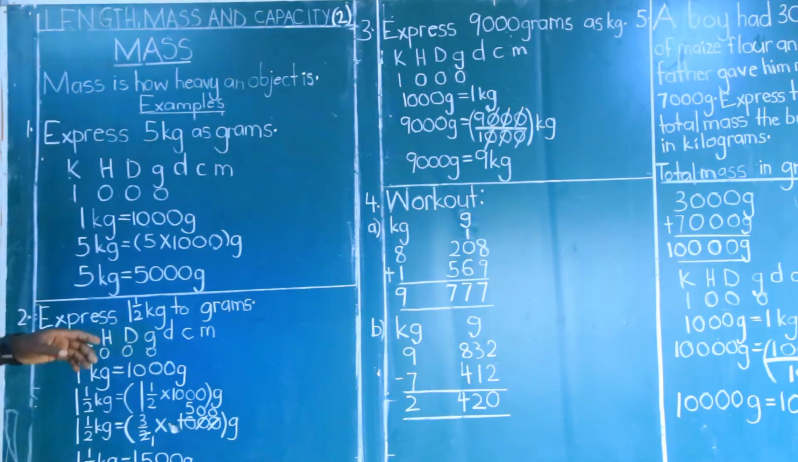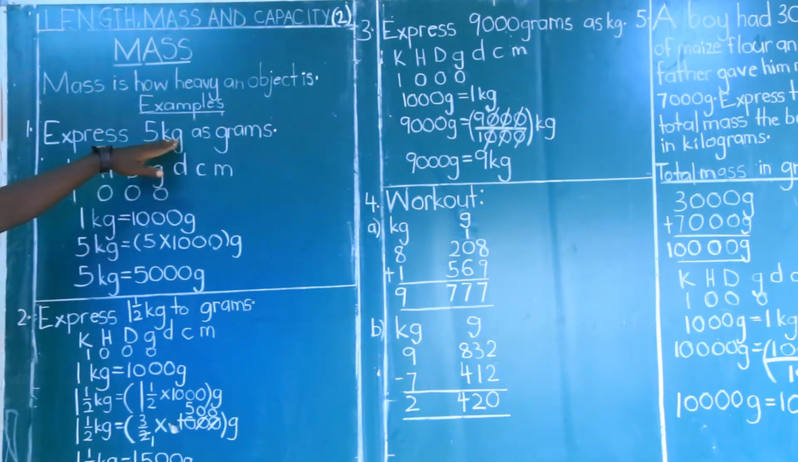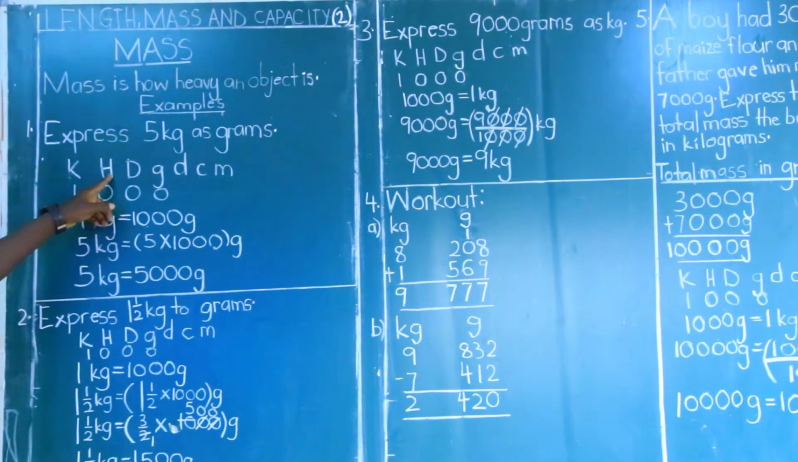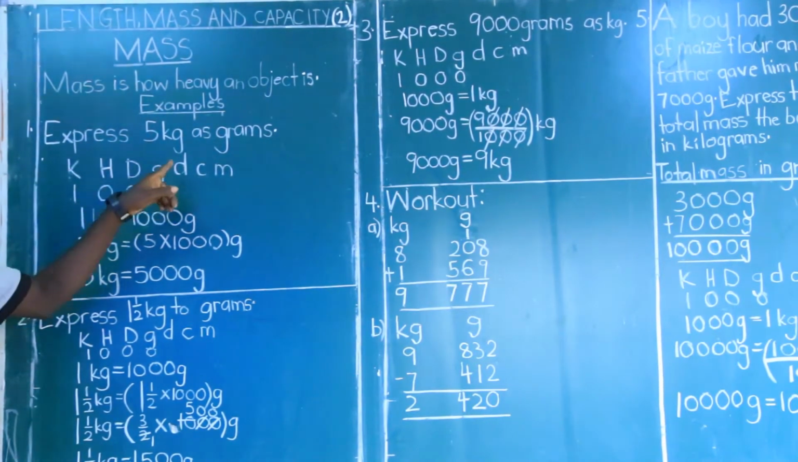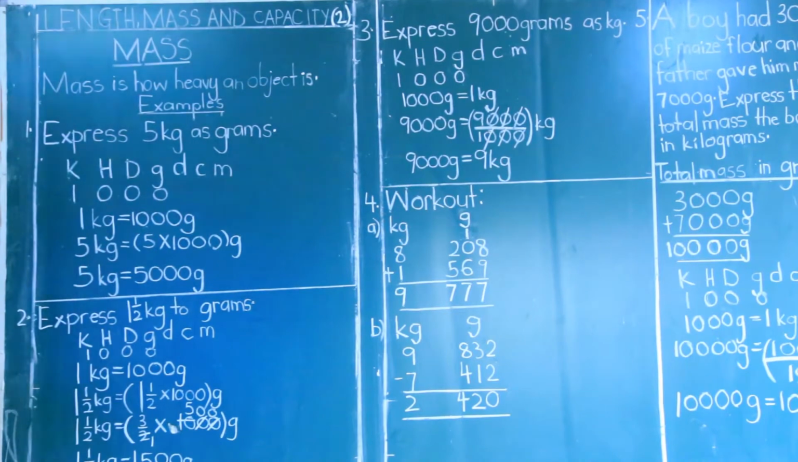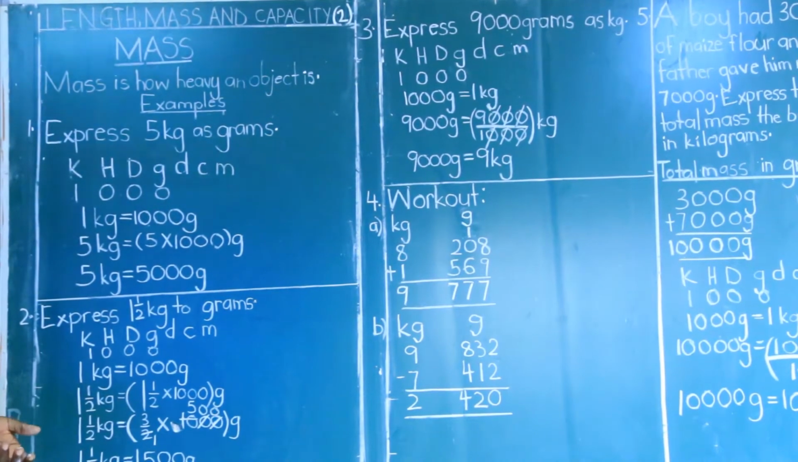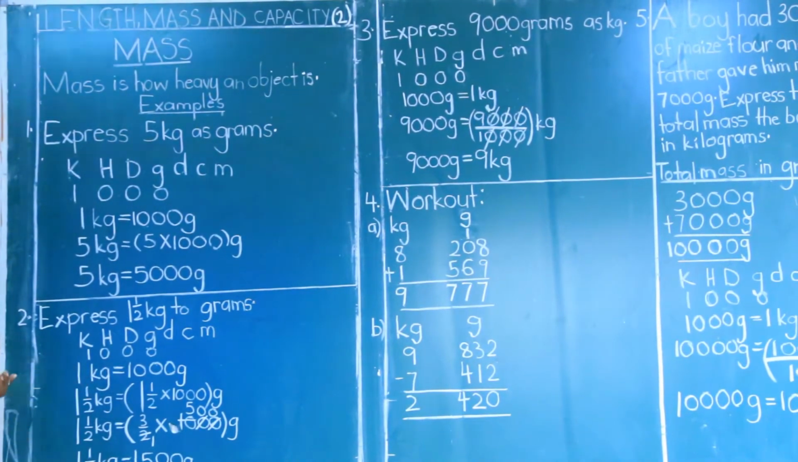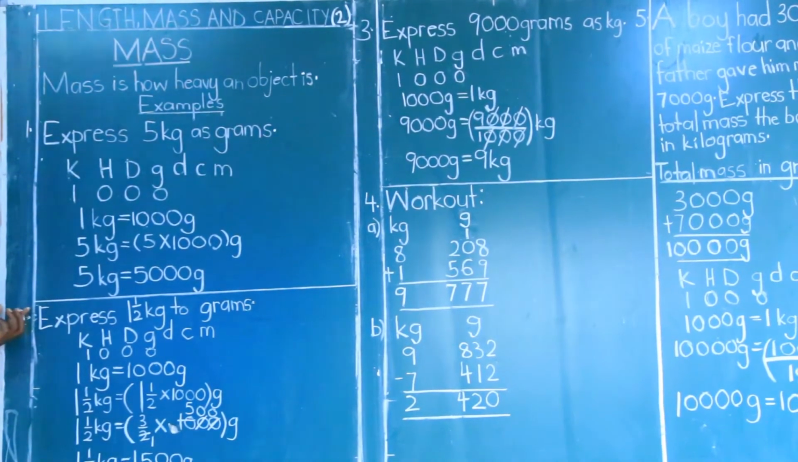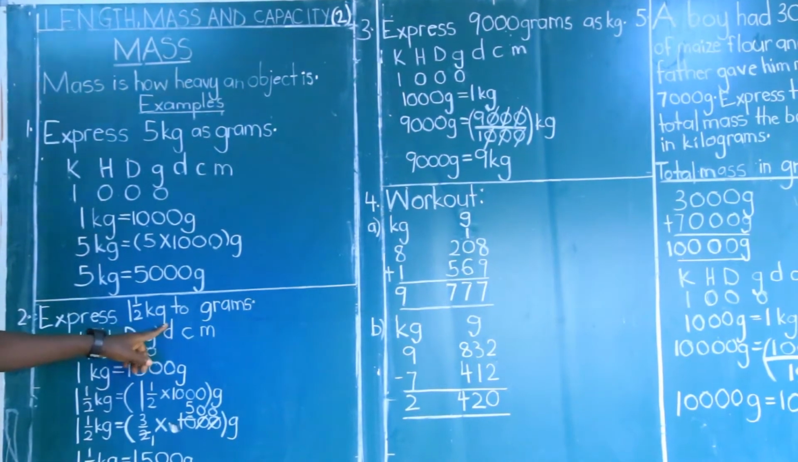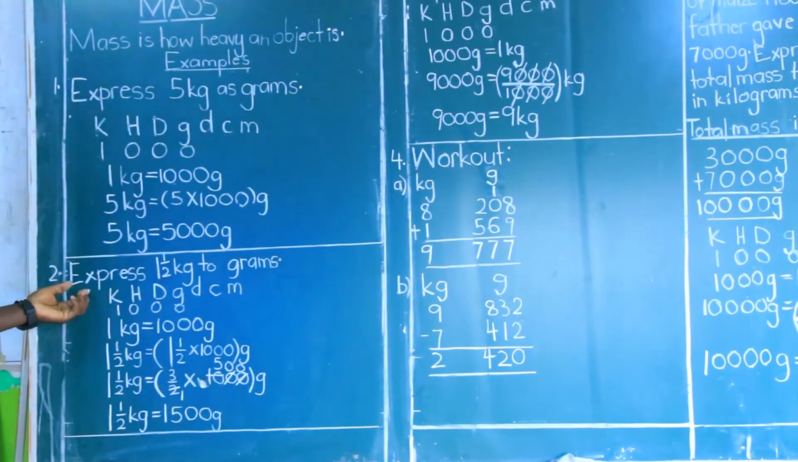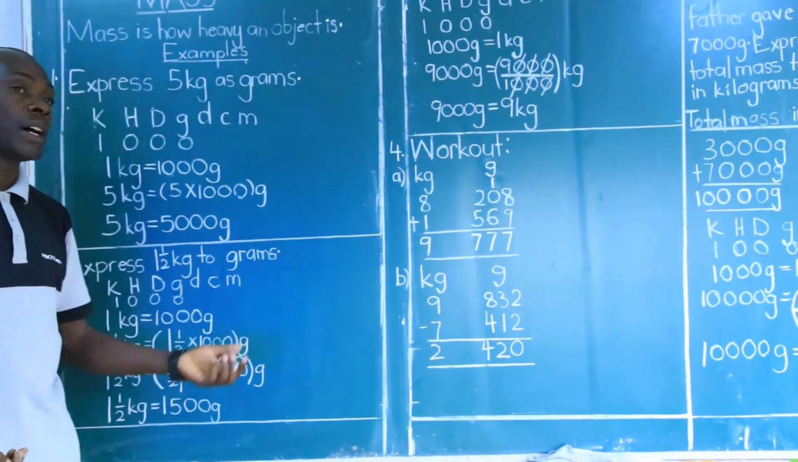In that way, one will have learned how to convert from kilograms to grams. Remember King Henry's daughter, Grace, drank cold milk. You'll be able to evolve that fact that a kilogram is equivalent to 1,000 grams. Then go to example number 2, which says express 1.5 kilograms to grams.